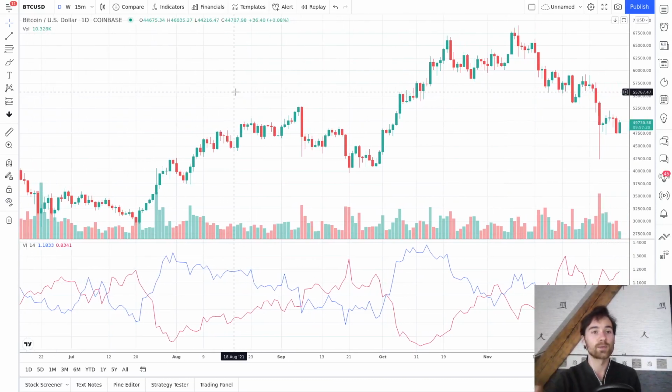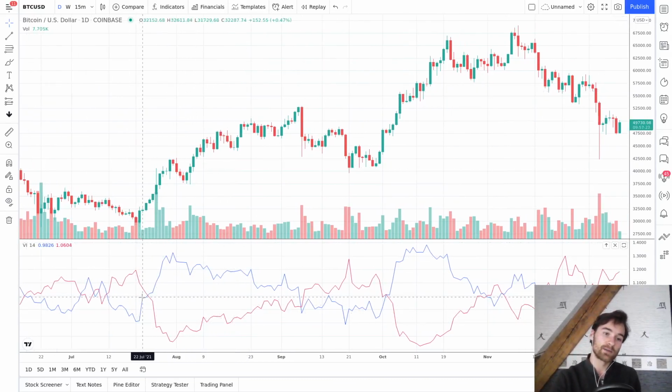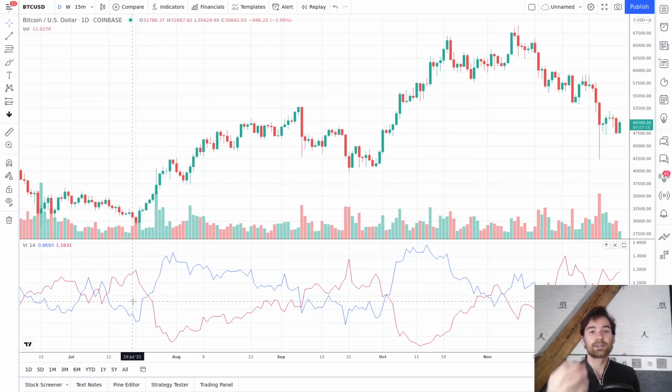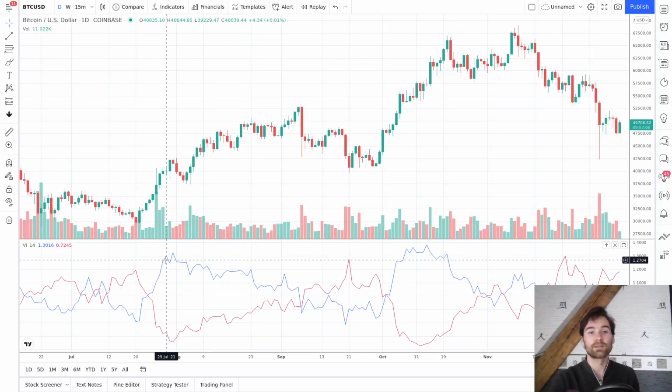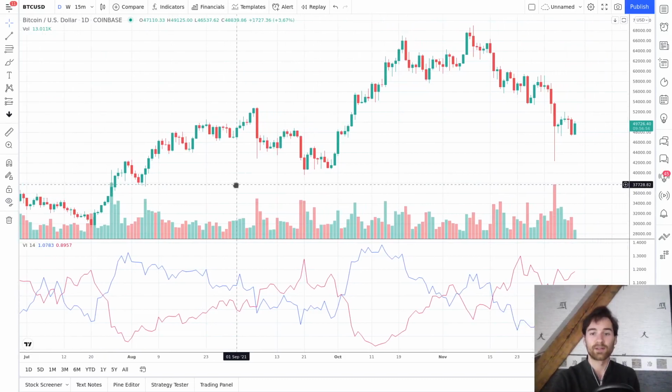What's interesting with the Vortex is to detect when there are crosses between the two lines. So like here, at the end of July. We can see here that the VI plus crosses over the VI minus and it's a trend reversal. So the trend was bearish and became bullish. And that's very interesting because it's a buy signal. If the trend becomes bullish, it's a buy signal. So that's what's interesting to use with the Vortex indicator.